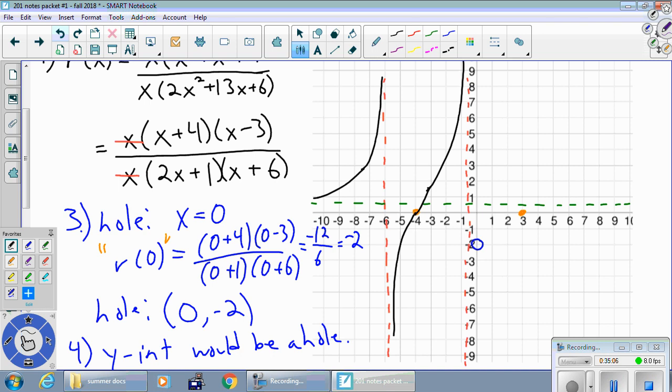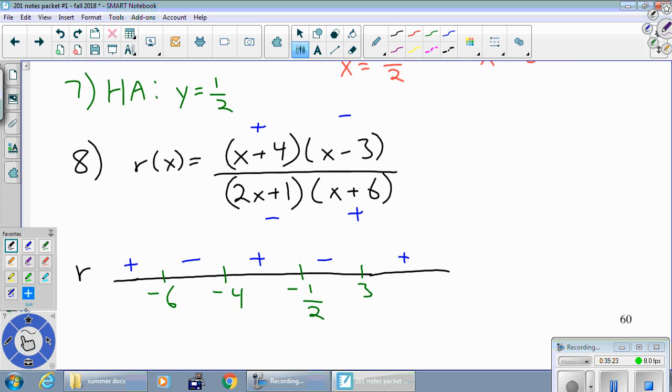And so the idea here is that this function is going to hit the x-intercept. It's going to hit the hole at the y-intercept, but it's just going to go right through. There's no change in behavior at that hole. It just goes right on through. It's just a point that isn't there, but the behavior of the function is quite ordinary near that point.